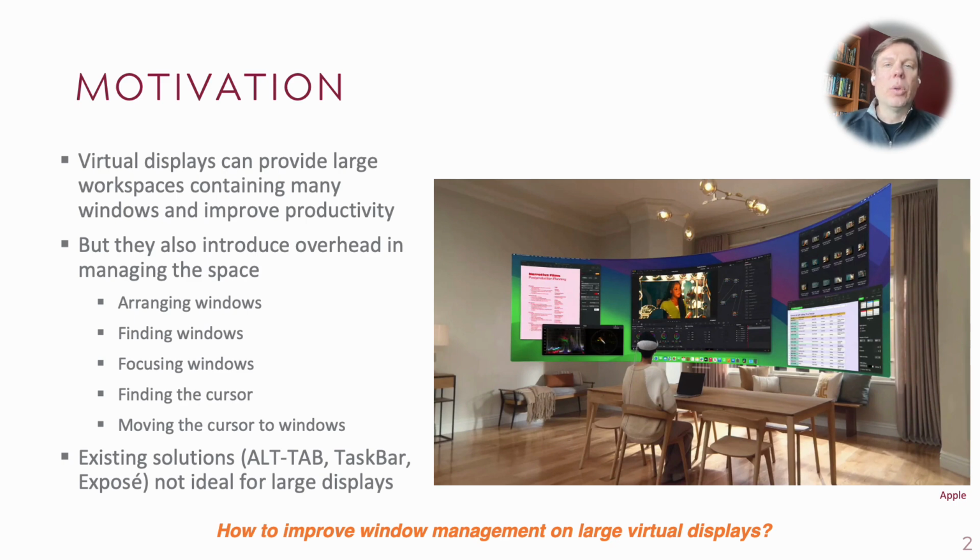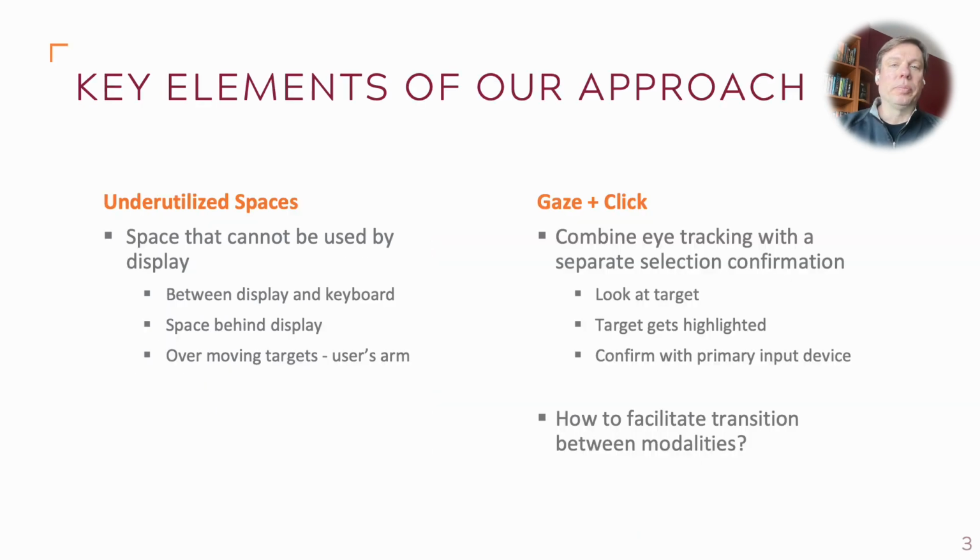So existing tools for window management, and in particular for window switching, like Alt-Tab or Taskbar on Windows machines, or the Dock or Expose on Macs, are really not designed for or ideal for large displays. They still require lots of visual search, lots of key presses, or lots of cursor movement. So our question was, how do we improve window management on large virtual displays?